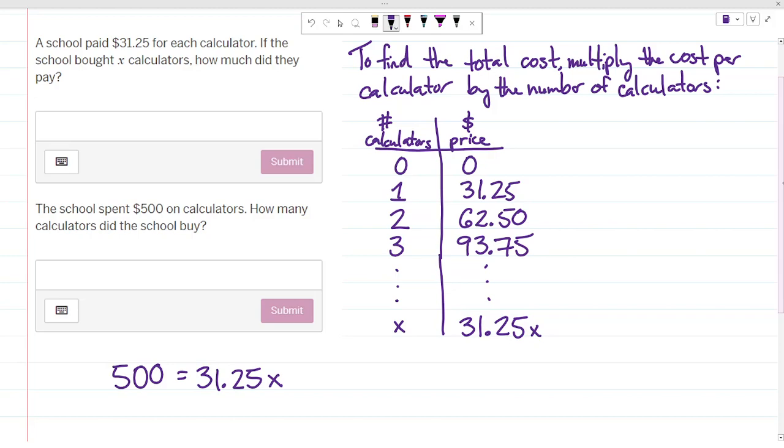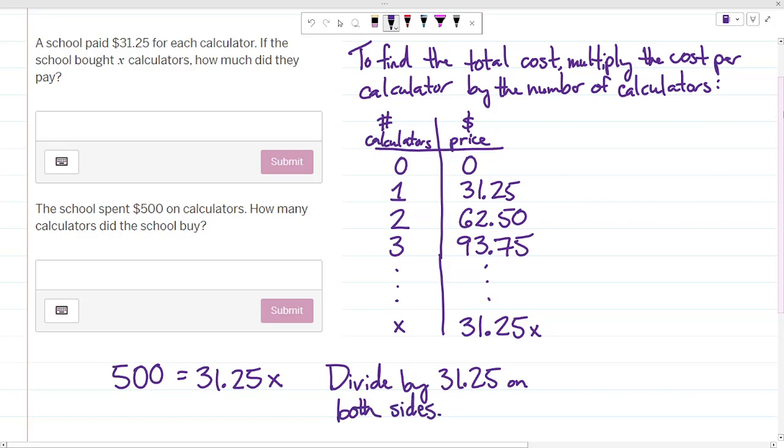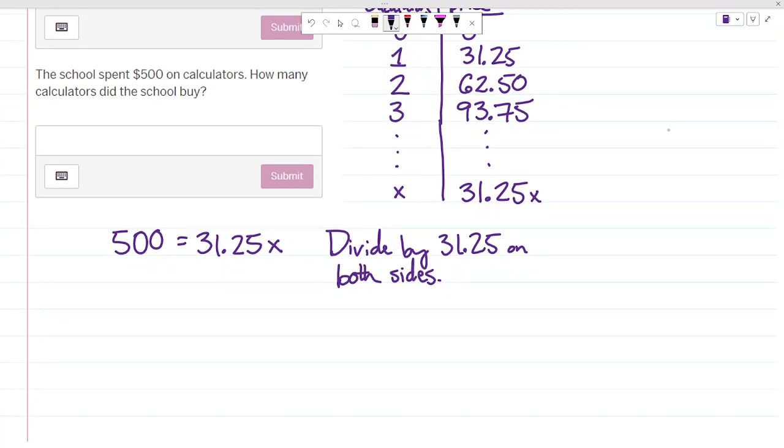So in order to find out what X is, we can divide by 31.25 on both sides. So when we do that, we would get that 500 divided by 31.25 is equal to X. So what's that going to be? Well, whenever you put that in your calculator, just enter that number into Desmos and see if you got it right.